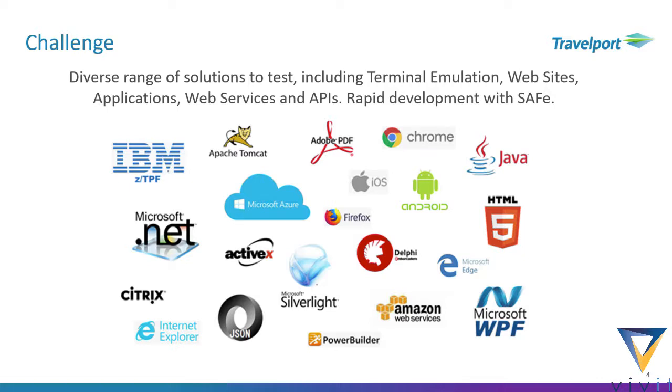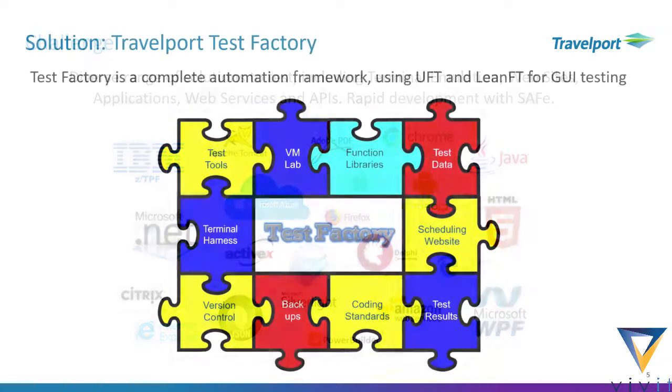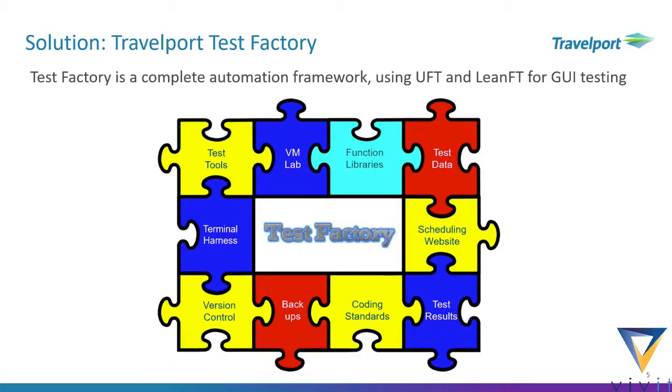Not only does it solve our need for testing such diverse technologies, but it also allowed us to bring in test automation contractors. This led to a need for coding standards, version control, centralized test data, a lab of 300 virtual machines, and a simple scheduling and reporting mechanism. The end result was a solid automation framework which continues to support all of our testing needs today. This framework allowed us to incorporate LeanFT for our emerging CI/CD requirements, but we'll see more about that later.